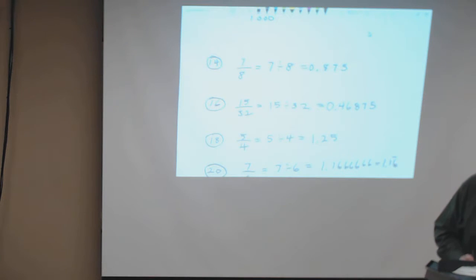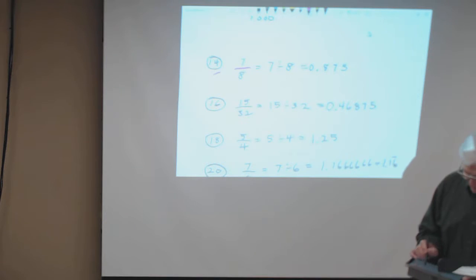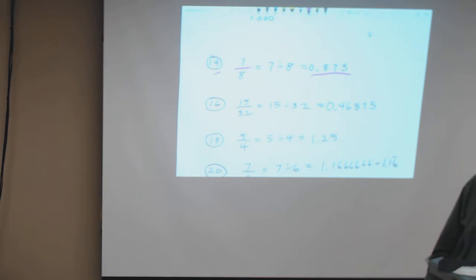Problem 14. Even though I put them all on here, we don't have time to do them all, so I'll do one of each kind, and if you need help after class, I'll try to help you with it. Number 14 says 7 divided by 8. So I punch in my calculator 7, division sign 8, and I get 0.875. And that's the way you do all of those.